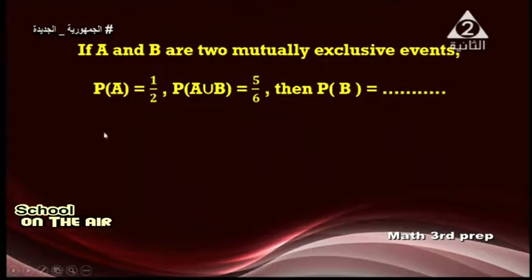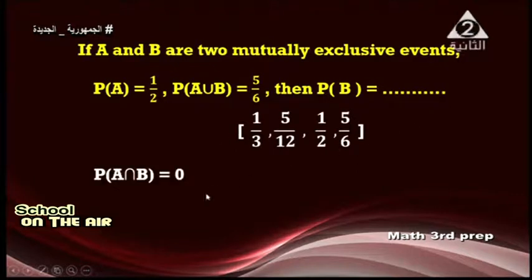Another example, if A and B are two mutually exclusive events. أولا أول ما تشوف كلمة mutually exclusive it means that the two events are without intersect. A intersect B equals phi, and the probability of A intersecting B equals 0. P of A equals 1 over 2. P of A union B equals 5 over 6. He wants us to get P of B.